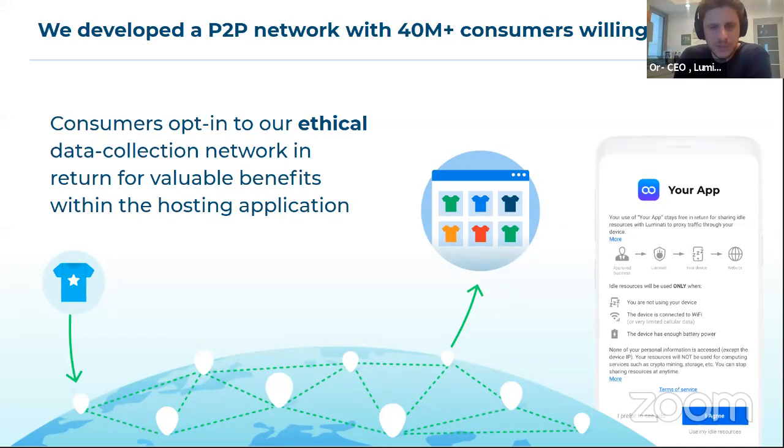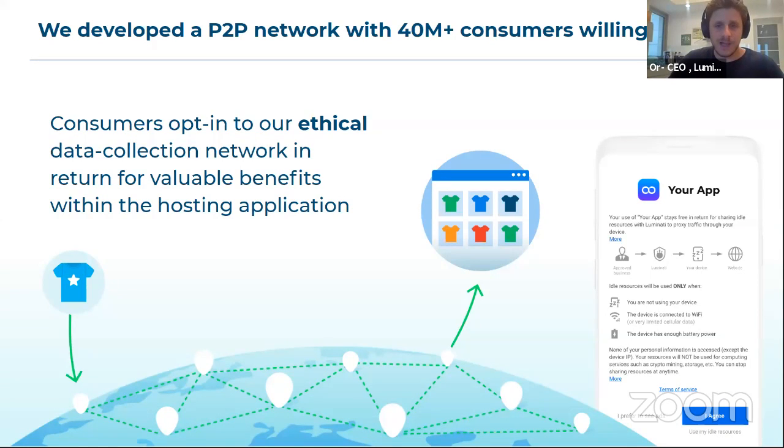Every one of the consumers, the app users of these app developers and software developers, has a choice. They can decide to opt into the Luminati network, and in return, they will always get a valuable benefit. For example, they will be able to use that app without seeing any advertisements, or to get that paid app for free. This is how we were able to generate this enormous infrastructure of real residential IPs.